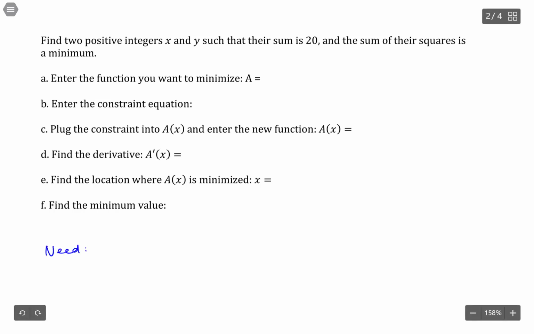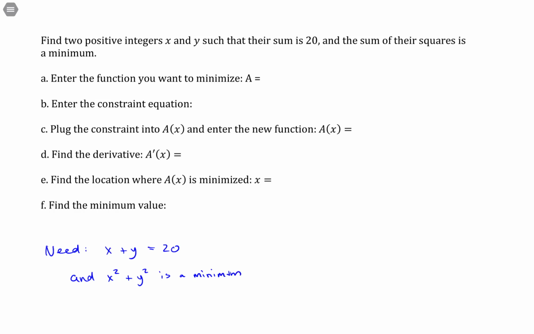So what we need is x and y such that they add up to 20, and the sum of their squares is a minimum. So x squared plus y squared is a minimum. Okay, so the function that you want to minimize. The function that we want to minimize is x squared plus y squared. So that's what was stated in the problem.